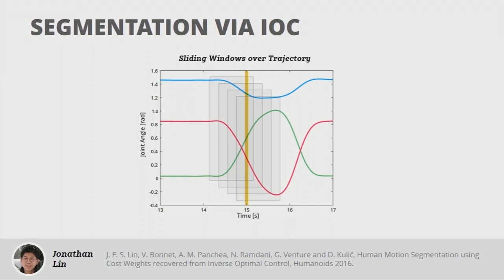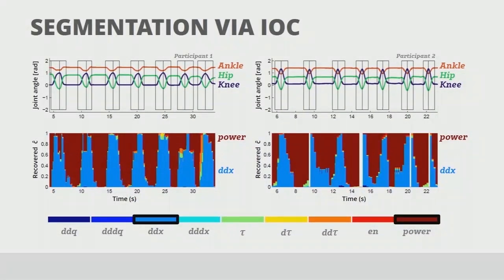The idea is that we take a fixed, sufficient size sliding window and we slide it over our observed trajectory, and in each window we estimate what the optimality criteria are that are being used. And whenever we observe that those criteria are changing, this is a candidate for a segment point. So let me show you some examples of doing this with human motion data.